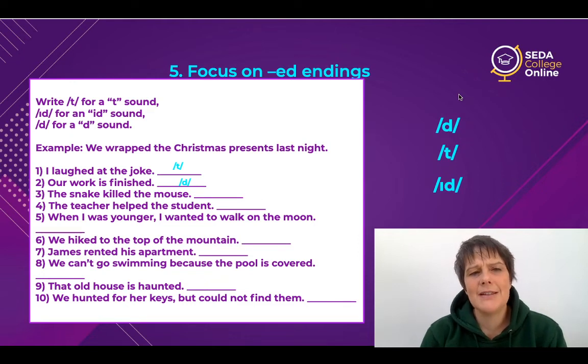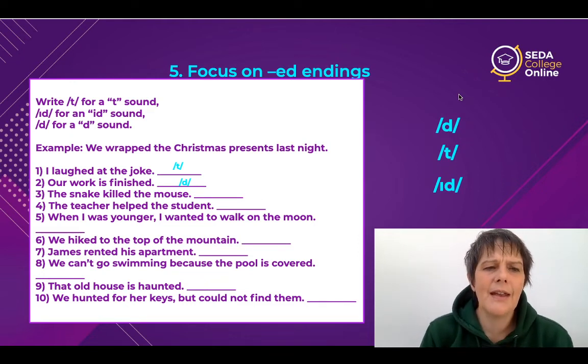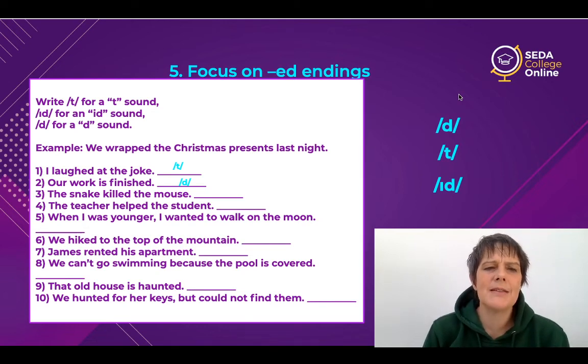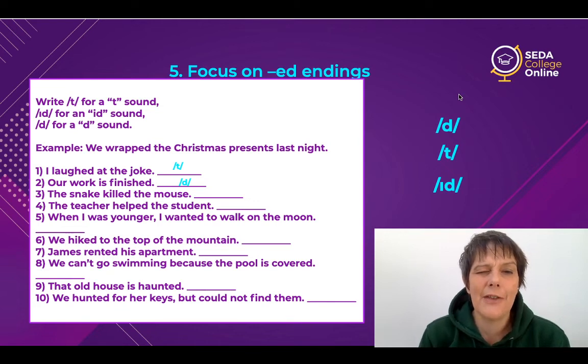It's not really very different between I laughed and I laughed, but it's a t sound because it's a f and then a t. It's easier for us to say than a f and then a d. So I laughed. Our work is finished. Finished. D goes to a d.